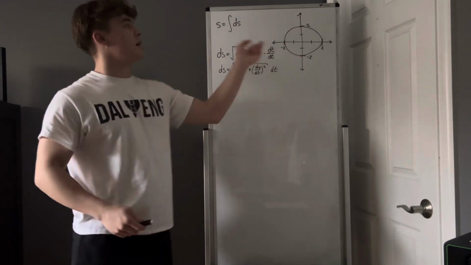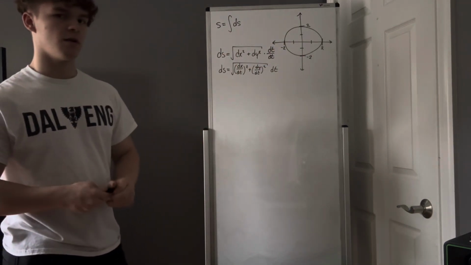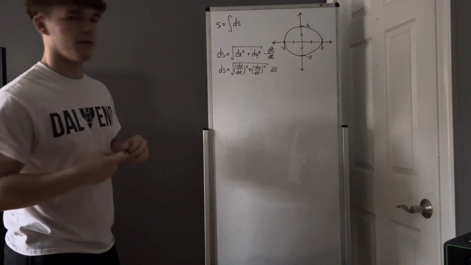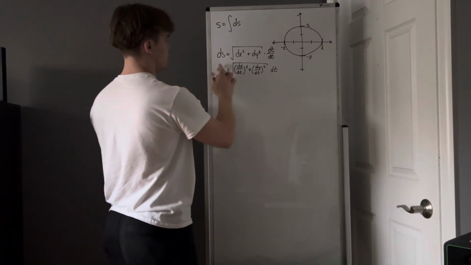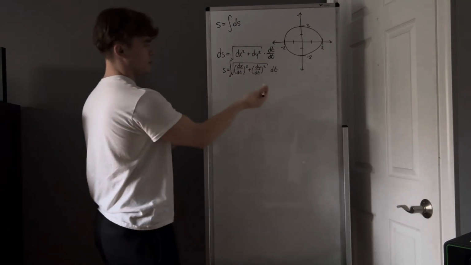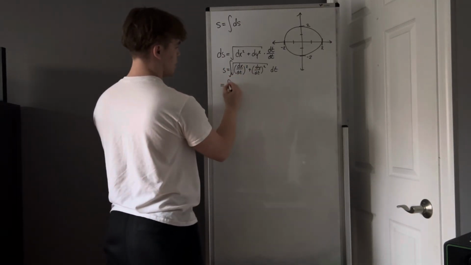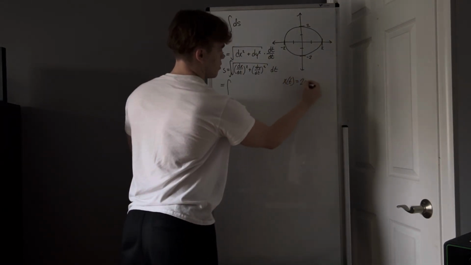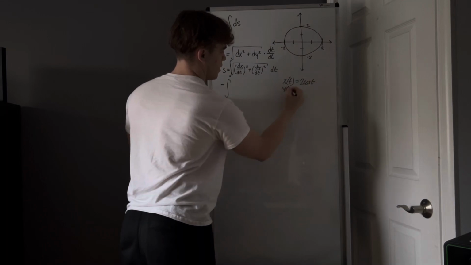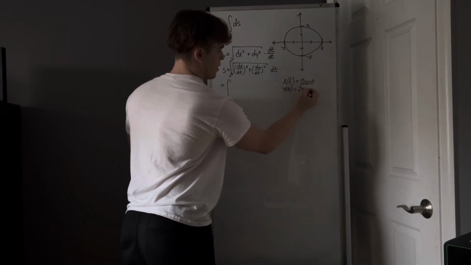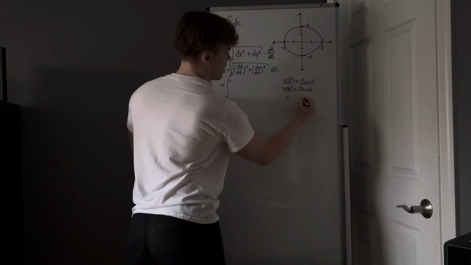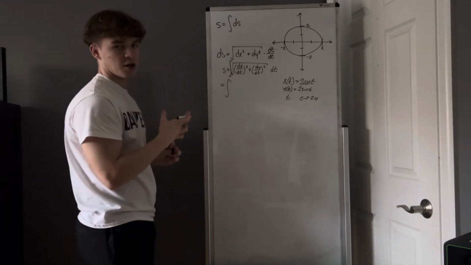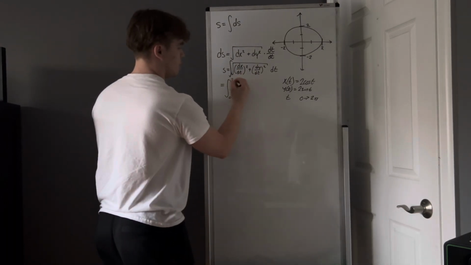So let's find the arc length of our circle of radius 2. Now we know the circumference of a circle, but let's just do it this way. So s is the integral of ds, which is this integral. Well, our x of t, I should have kept these up, is 2 cos of t. Our y of t is 2 sine of t. And t runs from 0 to 2 pi. So our bounds of integration are going to be 0 to 2 pi.